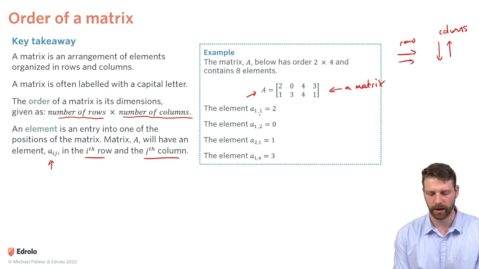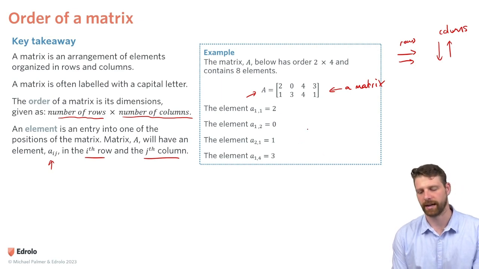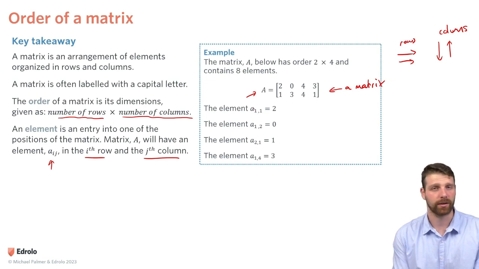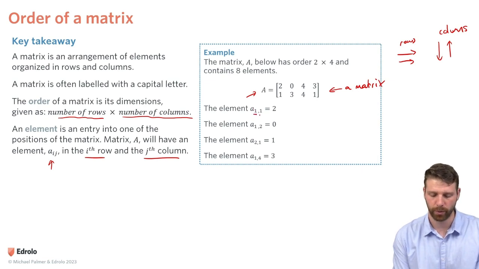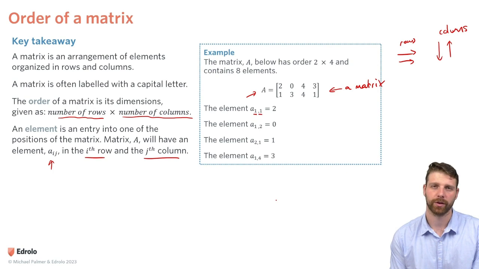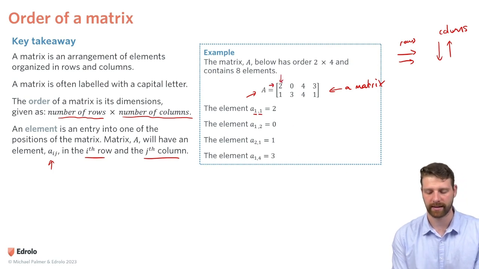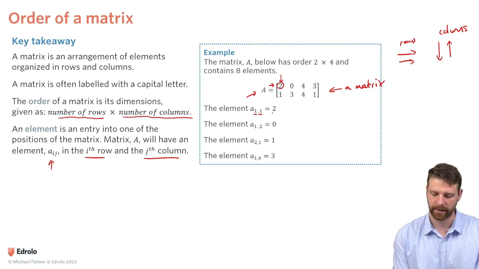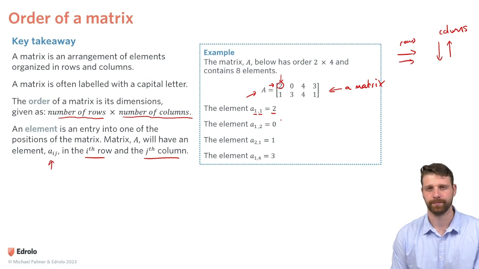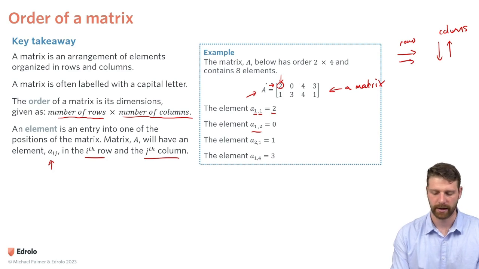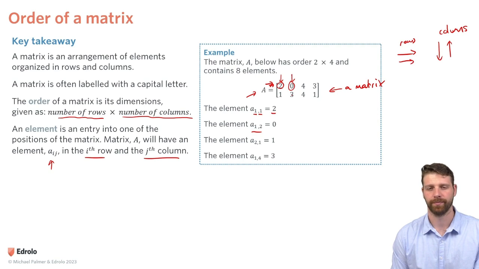We've got A11 is equal to 2. So what does that mean? It means the entry or the element in position row 1, column 1. So if I find that for you, it's here in row 1, column 1, and we can see that's a 2. So that's position A11, and the value of the element is 2. Okay, let's look at the other 3 we've got here. We've got element A12. So that's row 1, column 2, and that entry is a 0.